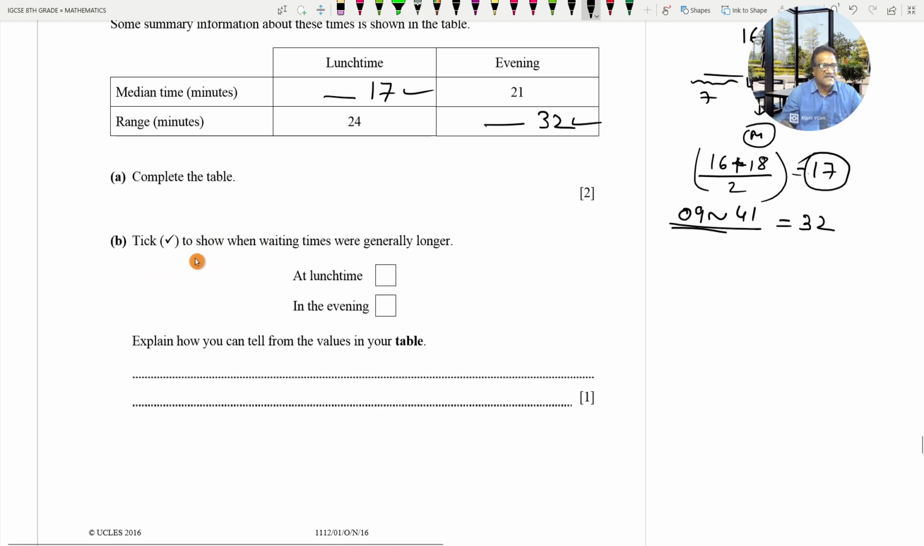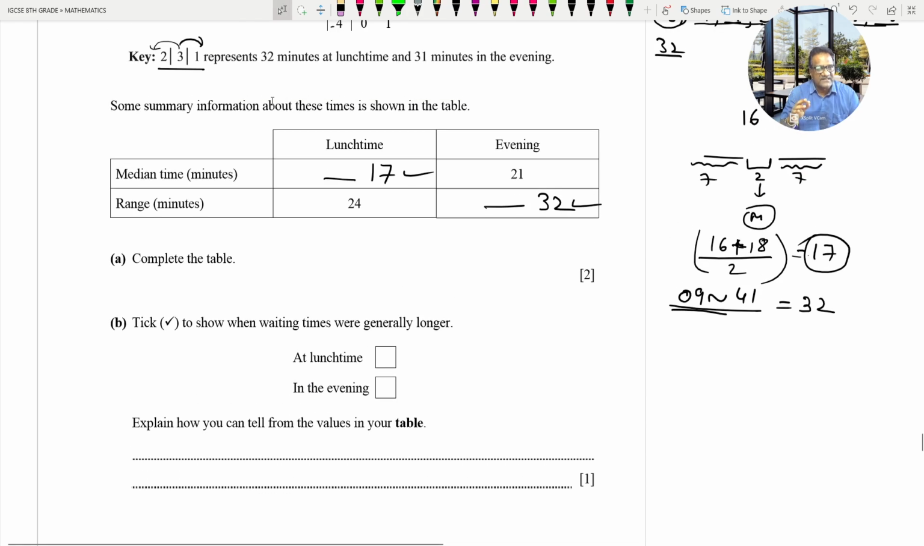B part says to tick mark to show when the waiting time was generally longer. When means either in the lunchtime or evening time. So to see whether the lunchtime waiting or the evening time waiting was longer, you have to see the median value. The median value you can see here: evening time is 21, lunchtime it is 17. So I'll put the tick mark over here in the evening time.